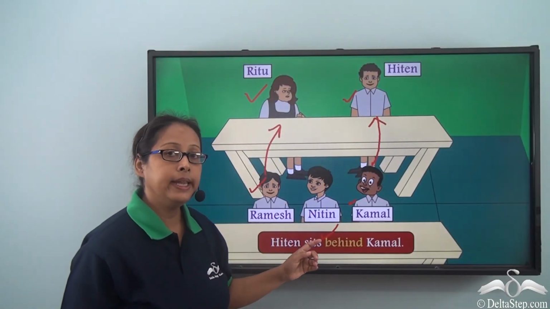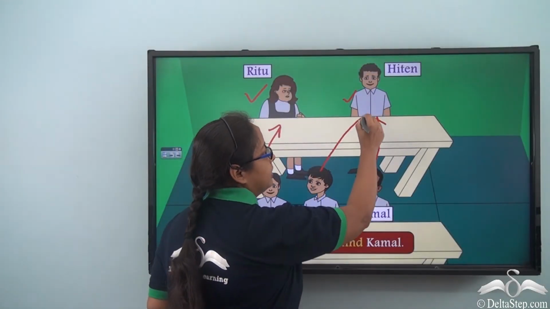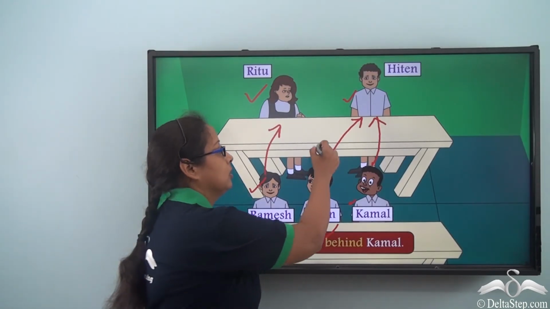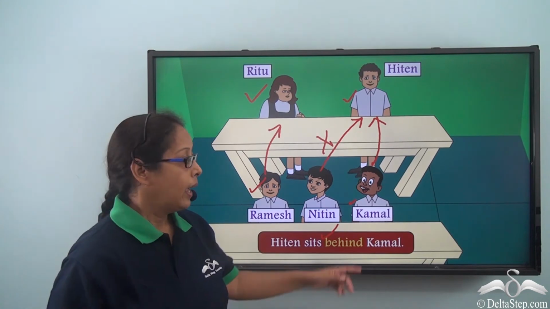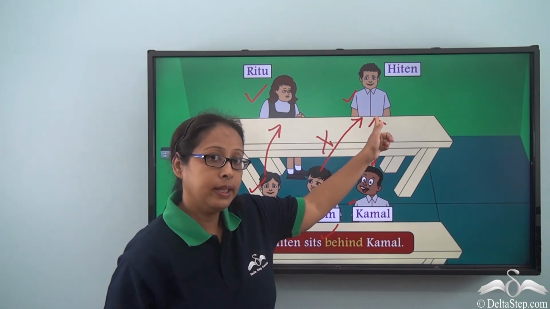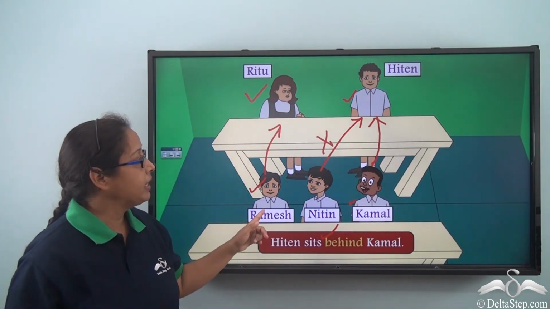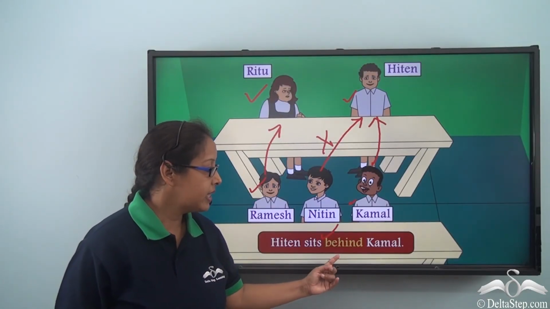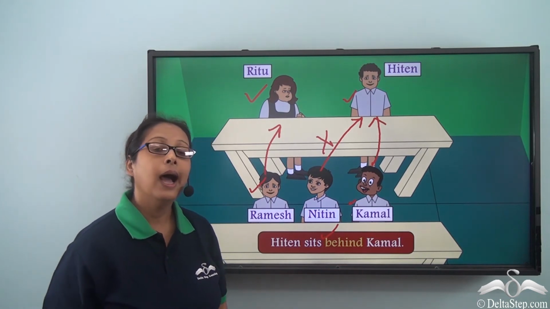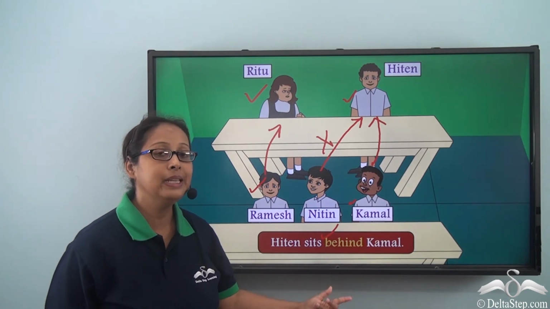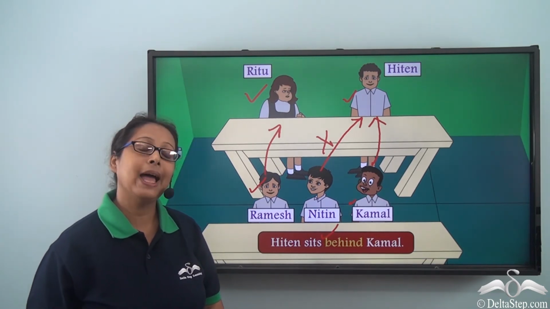I cannot say that Hitin is behind Nitin. So this is Nitin and this is Hitin. He is not behind Nitin at all. So who is behind Kamal? It is Hitin. And who is behind Ramesh? It is Ritu. So in the preposition behind, we can see that there is a hind over here. Hind means at the back of. So this preposition behind means something or somebody at the back of.